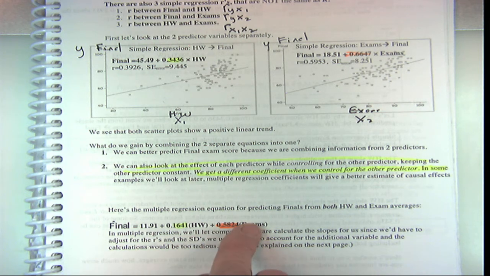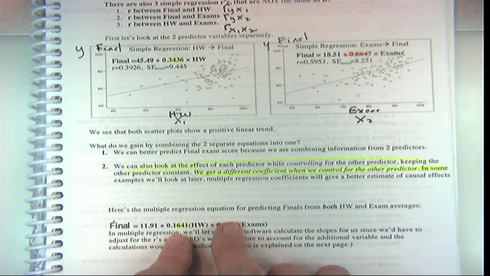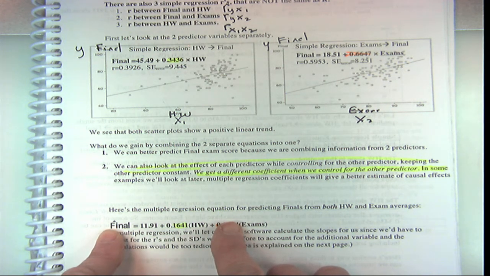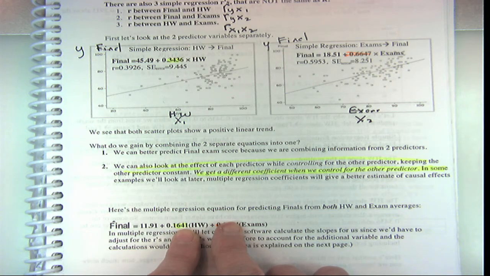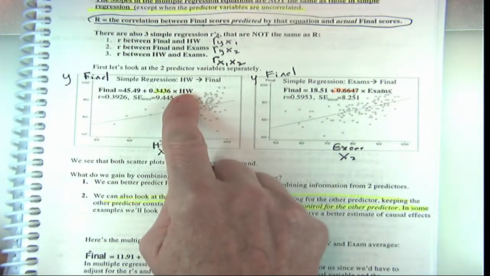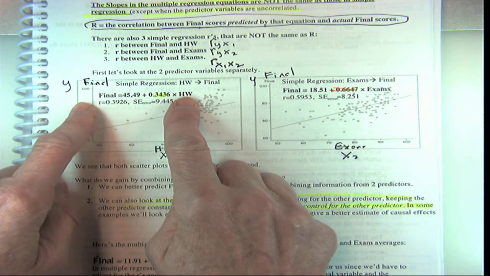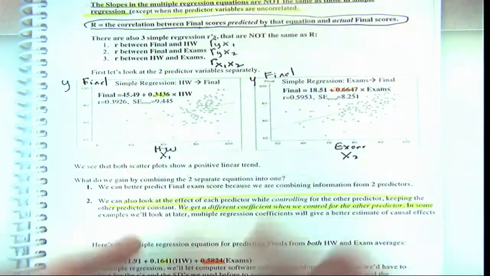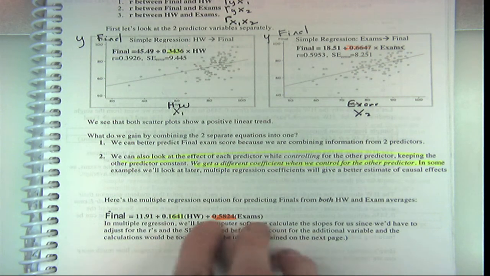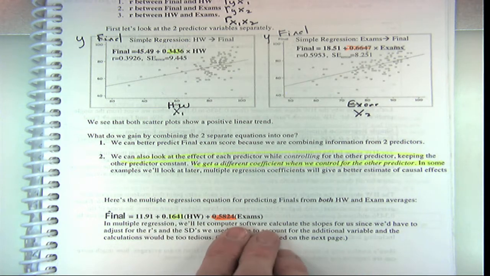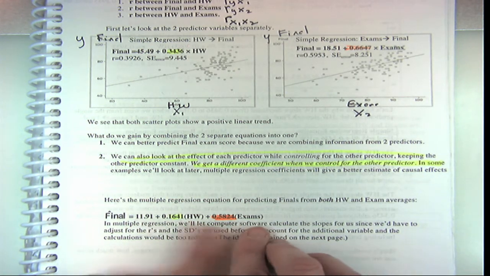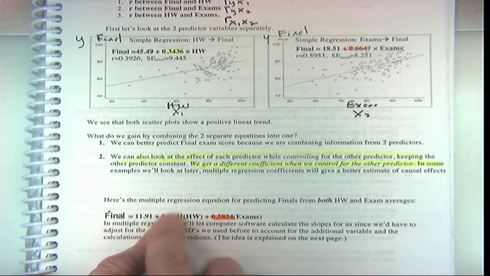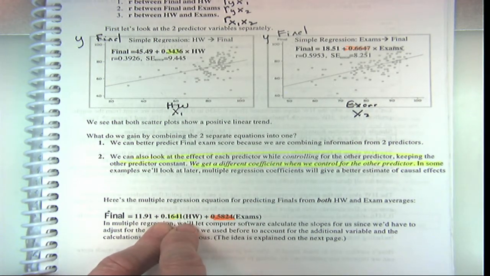When we do this, we separate out the two effects so that we say, okay, for people who have the same exam score, let's say exam score of 80, then each additional point of homework increases their final by 0.1641. Whereas here it said each additional point on their homework increases their final on the average of 0.3436, but some of that is due to the exams. So this separates it out. In other words, it says, okay, after I've already predicted people's finals from their exams, how much additional help does the homework do? How much additional help does it do?